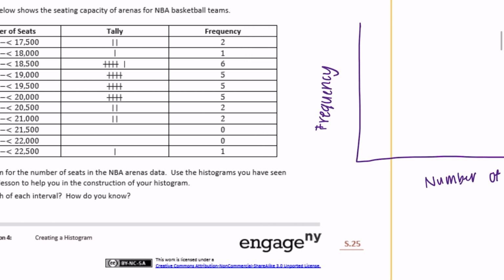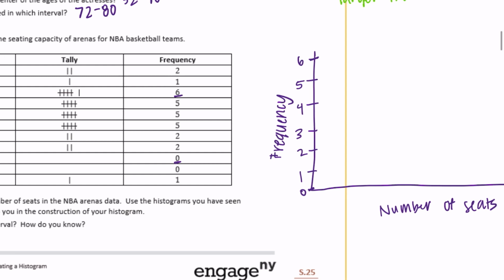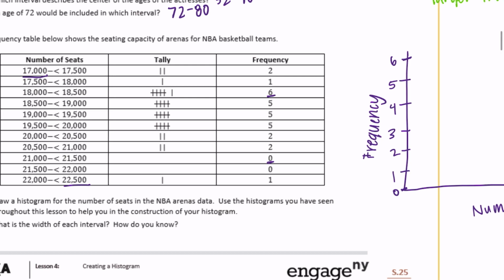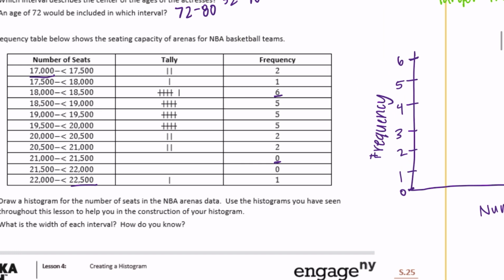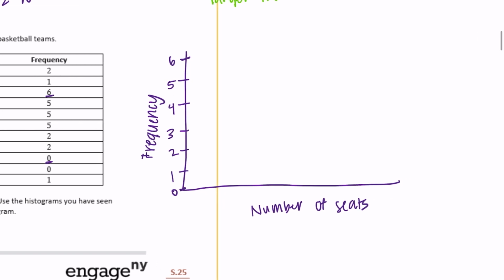So the highest frequency is 6 and the lowest is 0. So we really only need to go from 0 to 6. So that's 0, 6, 5, 4, 3, 2, 1. And then the number of seats ranges anywhere from 17,000 to 22,500. So I'm going to start out here and do the different intervals. So we're going to have 17,000 to 17,500. It's going to be hard to fit on here.